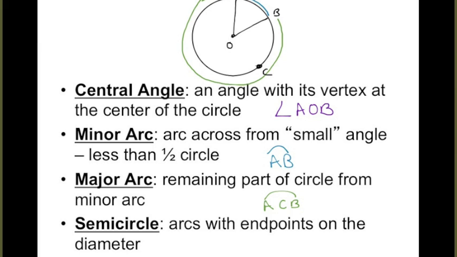A semicircle has its endpoints on the diameter, so it's exactly half of a circle. We would still use 3 letters to name a semicircle, because if you just gave the 2 ends, we wouldn't know whether you were talking about, for example, the top half or the bottom half of the circle. So you'd still need to use 3 letters on a semicircle, but the 2 end letters would be on the diameter.